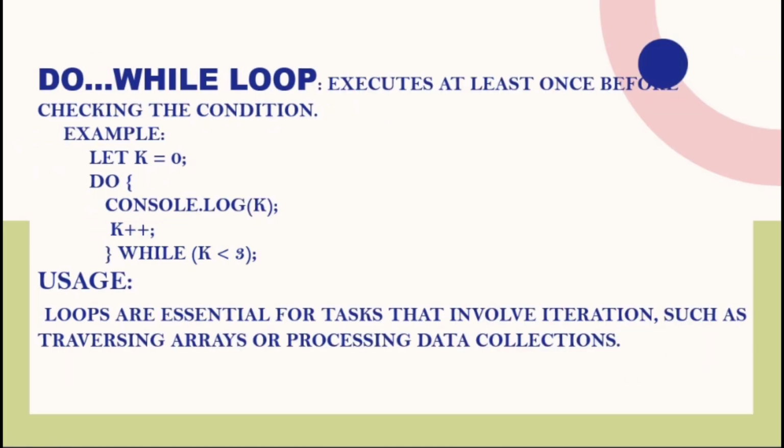Finally, the do while loop. The do while loop executes at least once before checking the condition. Here is an example for the do while loop. Loops are essential for tasks like iterating through arrays and processing data efficiently.